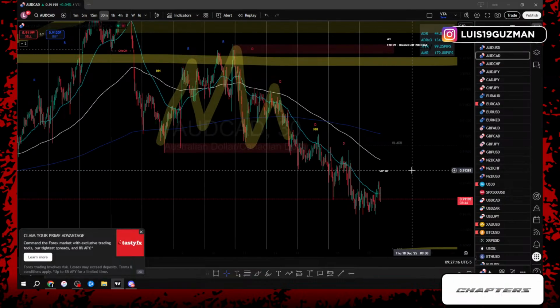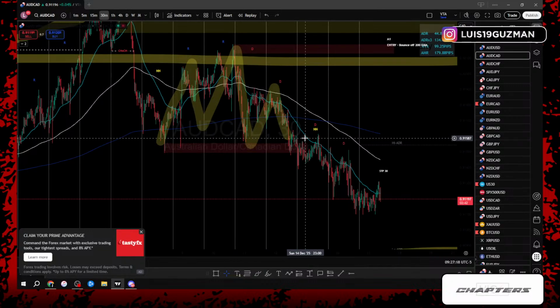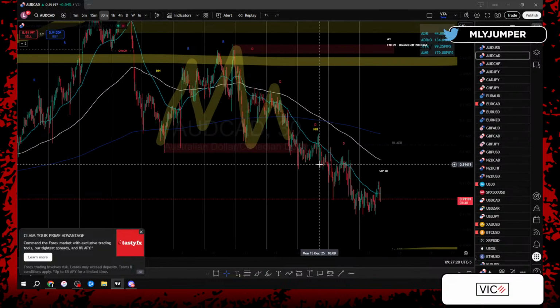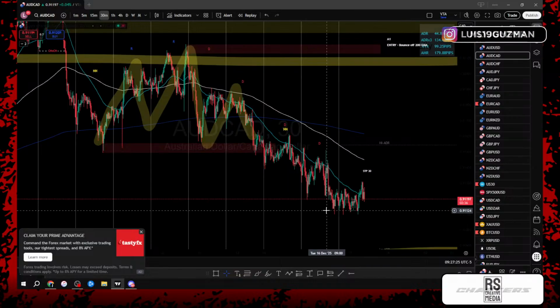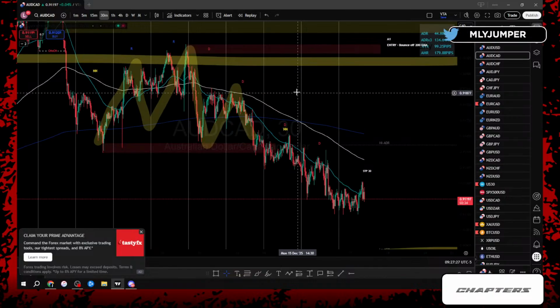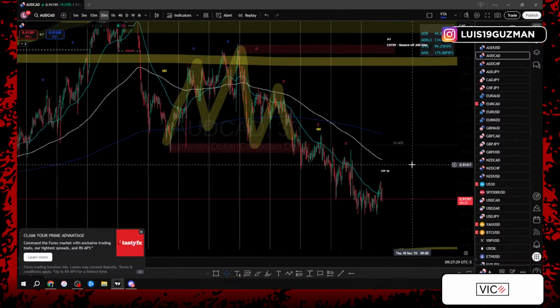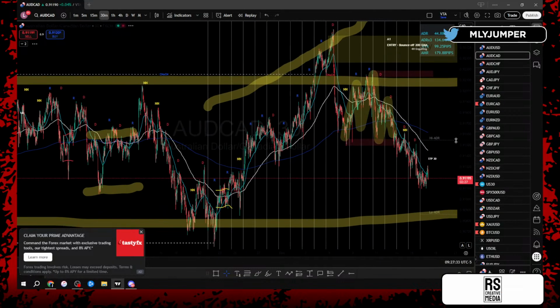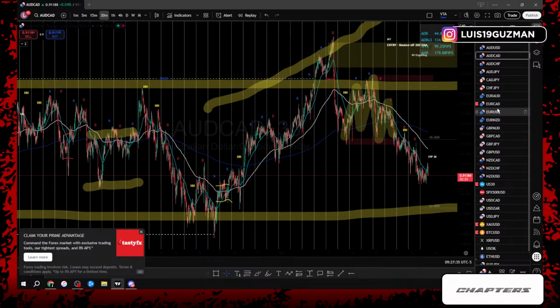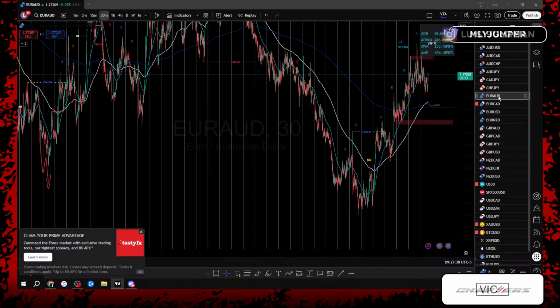AUD CAD very similar when it comes to the structure. We had 3 days of drop, gave us on the third day a drop, gave us that fourth day push yesterday. I'm not expecting another entry for today, right? So AUD CAD, I already know I'm gonna skip it. We'll wait for price to give us another entry, wait for price to give us another continuation, and then I'll start getting into those trades.